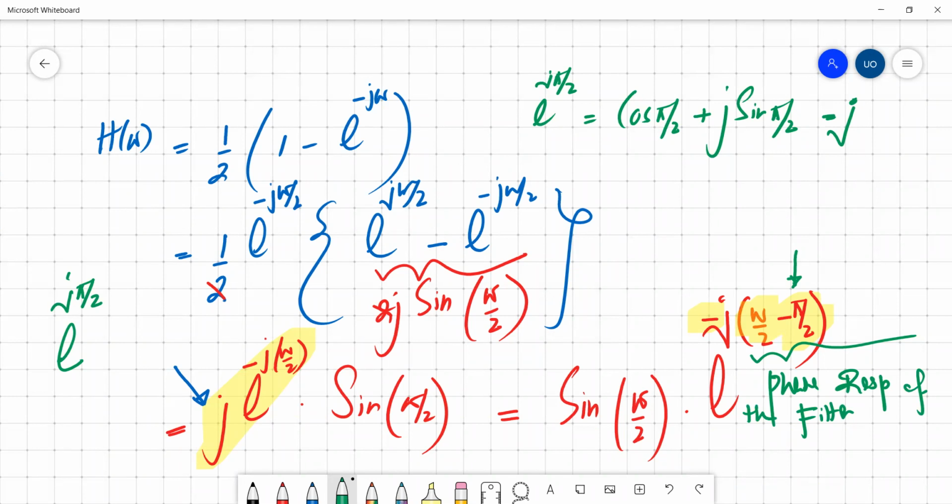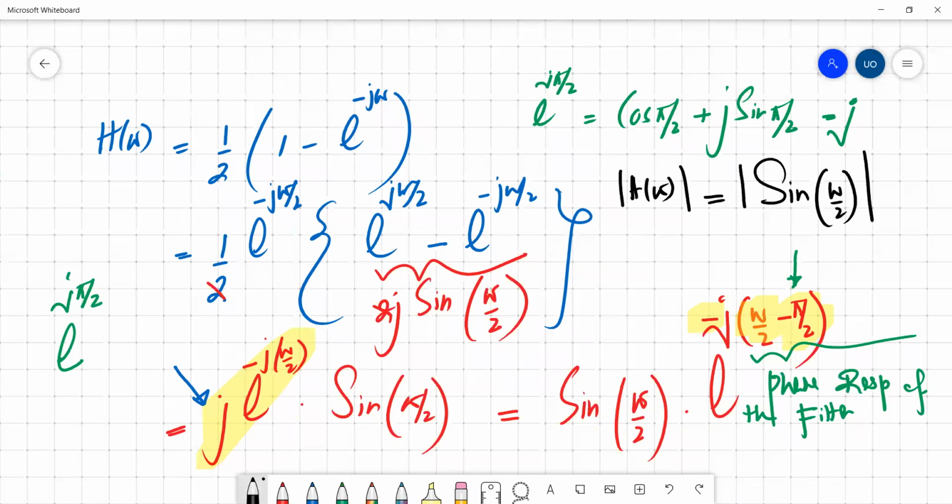So this is the magnitude. So this is amplitude. If you want to make it a magnitude, we can simply claim that mod H(omega) is actually the mod of sine(omega over 2). Because we know that the sine component has positives and negatives, to make it positive, to make it magnitude, you have to take the absolute value of this one. Okay, done. So now we can claim that this is the magnitude.